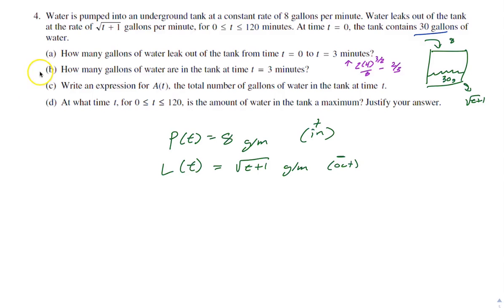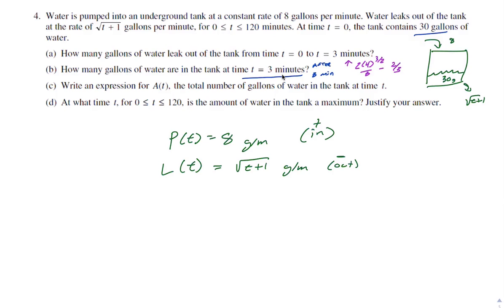So now let's do B. For B, I cleared some clutter. I wrote the answer for A there because we need it. Let's see what B is asking. How many gallons of water are in the tank at t equals 3 minutes? So again, when they ask this question, it's one of our favorite questions. They mean after 3 minutes. Like how much total is in the tank after 3 minutes?